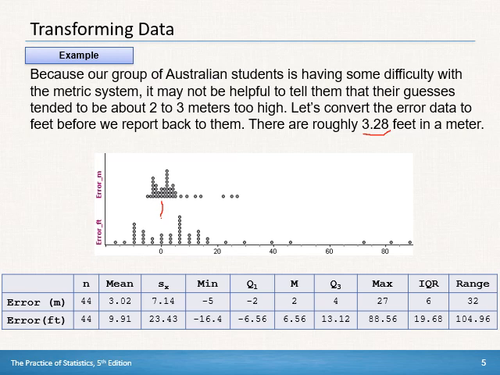And so the range, for example, what happened to the range? Before it was 32, and now it's 100 and almost 105, right? So obviously that changed. And you notice all of these values changed. How did they change? Probably you can pretty quickly see that they all changed by a factor of 3.28. Sure enough, how many feet are in a meter? So each data value got multiplied by 3.28. Each of our number summary values also got multiplied by 3.28.